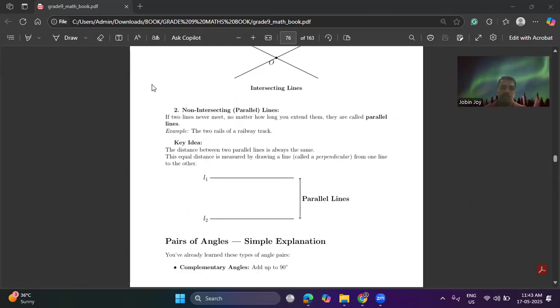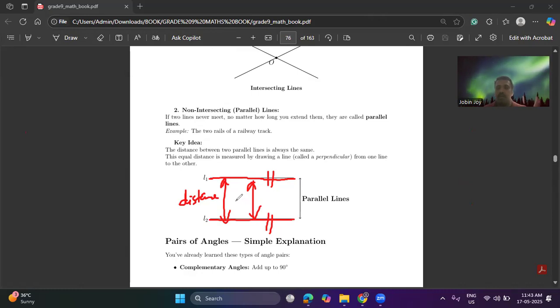Then another one is called non-intersecting or parallel lines. Here you can see one line L1 and another line L2. There is no intersecting point. There is a distance between these two. So these two lines are called parallel lines. And this distance is called the distance between the parallel lines.